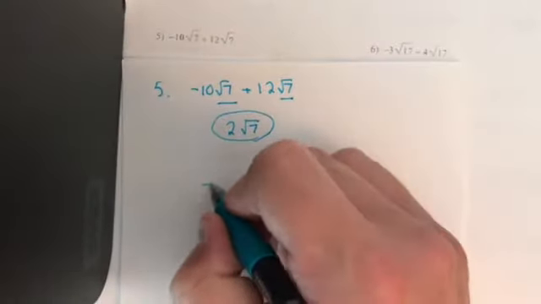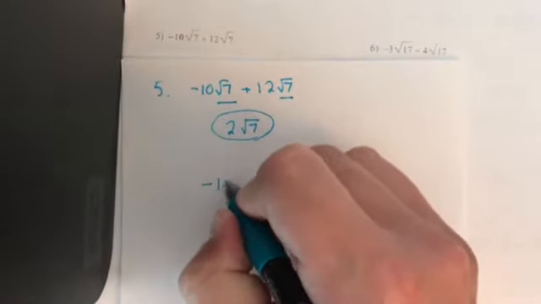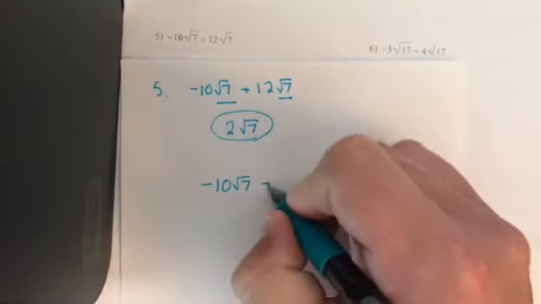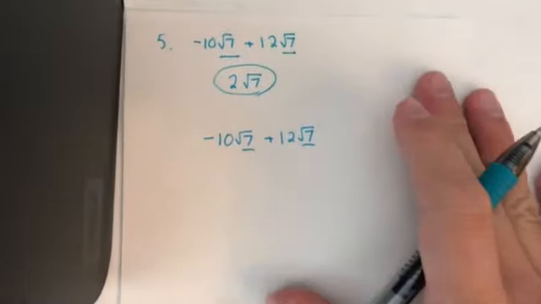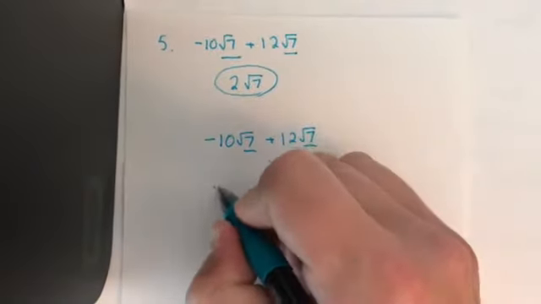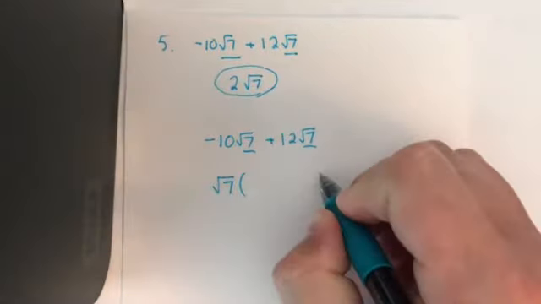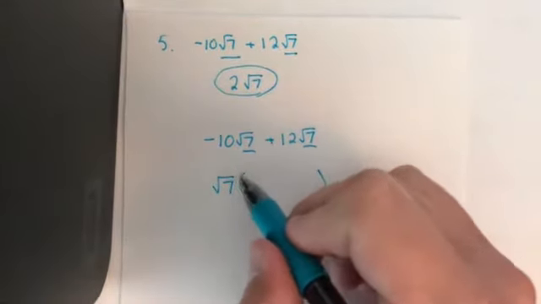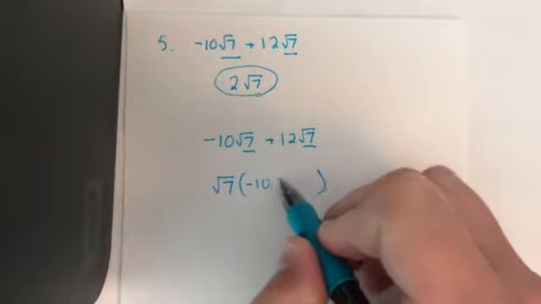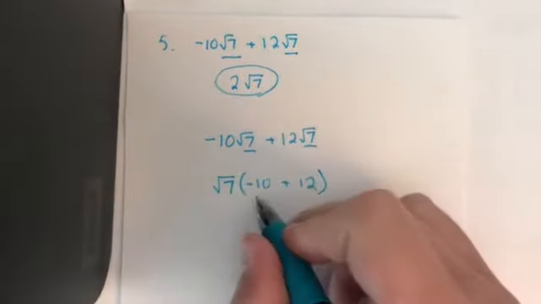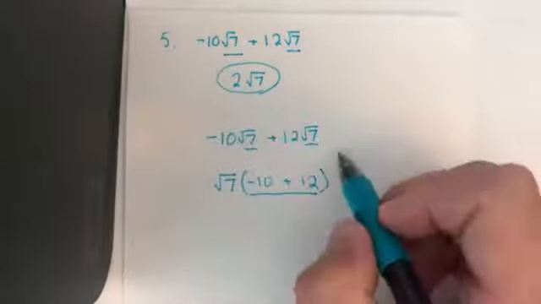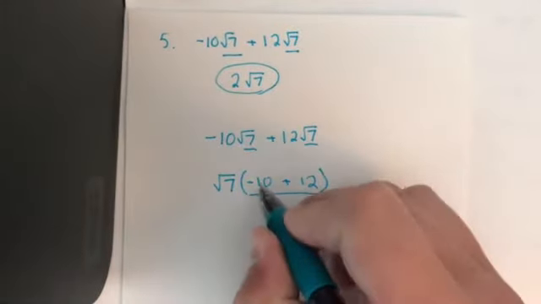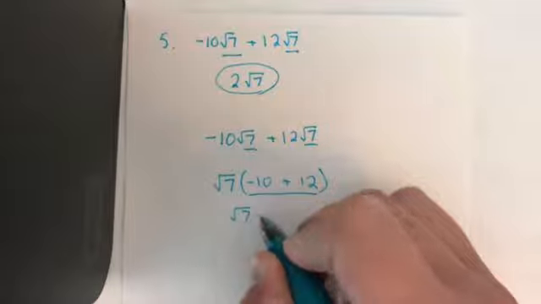Another way to think about this is by using factoring. I could say negative 10 times the square root of 7 plus 12 times the square root of 7 and say, well, there's a common factor here. There's a common factor of the square root of 7. If I factor it out, the square root of 7 times negative 10 plus 12. So essentially what we're doing is we're just combining like terms. All that is using the distributive property if we factor out the square root of 7. 12 minus 10 is 2, so we have the square root of 7 times 2.